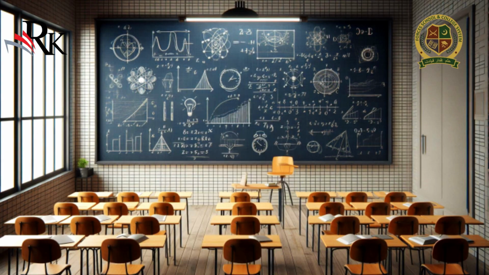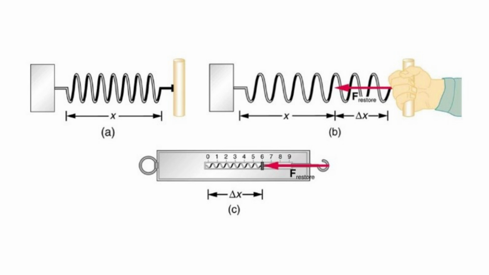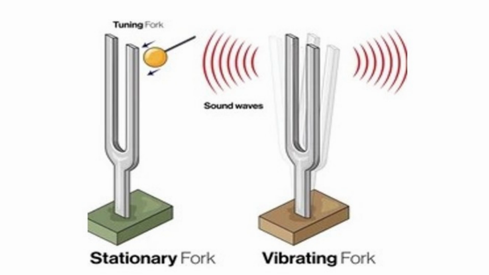The restoring force is the hero of oscillations. It's the force that tries to bring the object back to equilibrium. Without restoring force, the body would just move away and never return. Every system has a natural frequency, the frequency at which it oscillates freely when disturbed and then left alone. For example, a tuning fork or a guitar string vibrates at its natural frequency. That's why every instrument has a unique sound.